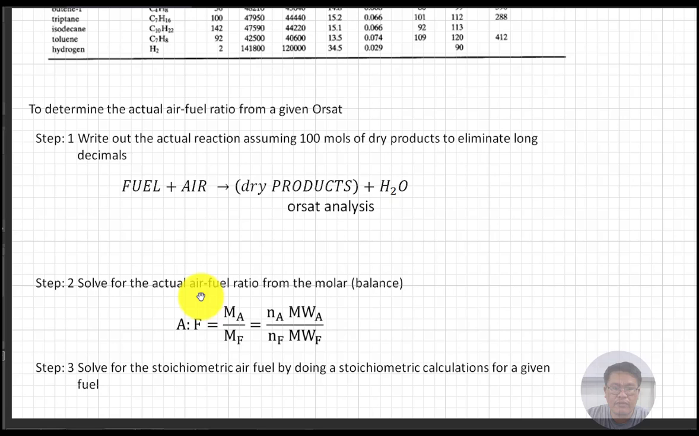We're going to solve for the actual air-fuel ratio on the molar balance. So we have your air-fuel ratio, that will be the moles of air times the molecular weight of air over the moles of fuel times the molecular weight of fuel. Now, going to step 3, solve for the stoichiometric air-fuel ratio by doing the stoichiometric calculation for the given fuel.